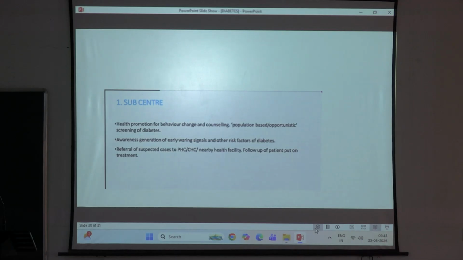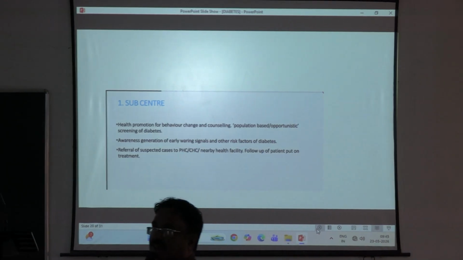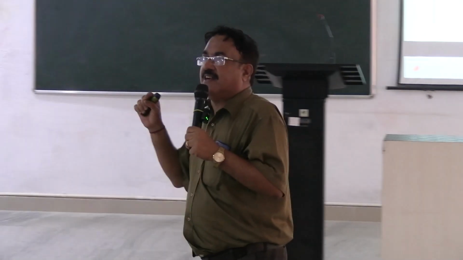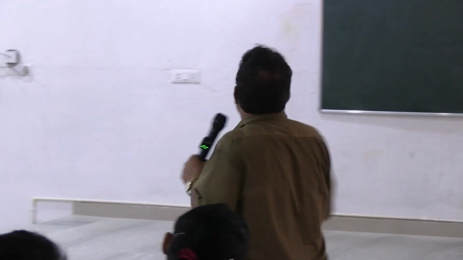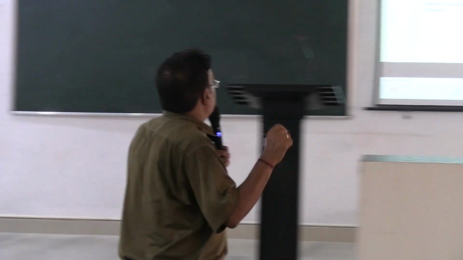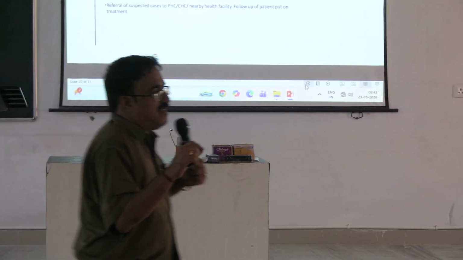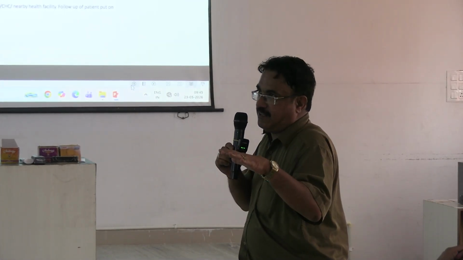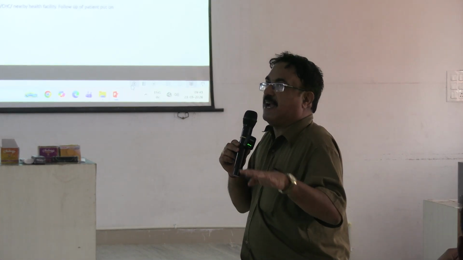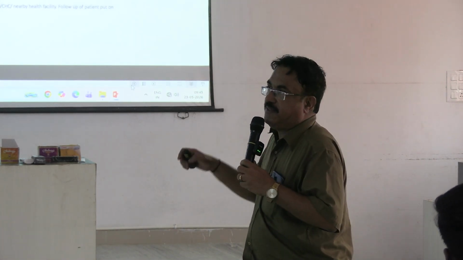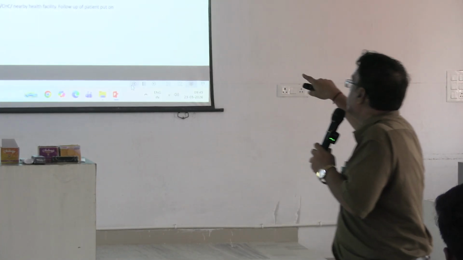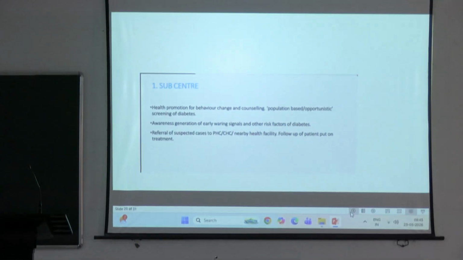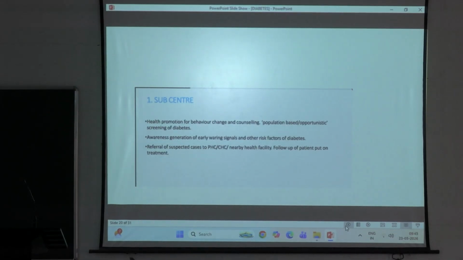So what is the first thing? First thing is, in the health service, the smallest component is the subcenter. So what does the subcenter have? Can a subcenter detect diabetes? Yes or no? At the subcenter there is only health promotion of diabetes, awareness of diabetes, but they refer a suspected case to a higher center. So the subcenter itself is manned usually by an ASHA worker or Anganwadi worker or an ANM, but they refer the case to the primary health center or the CHC and do follow-up of patients put on treatment.